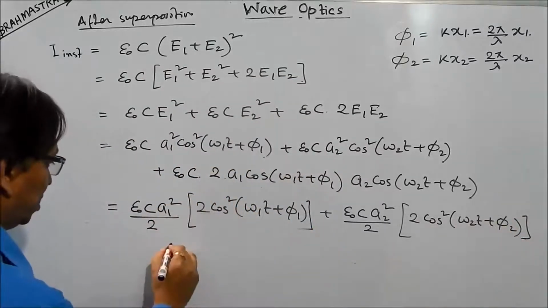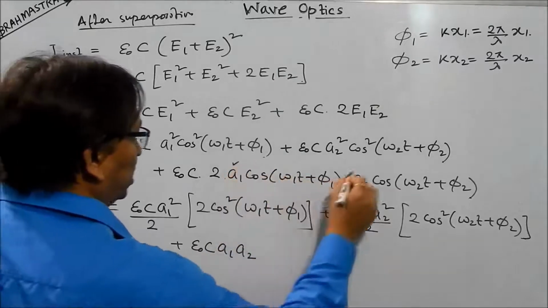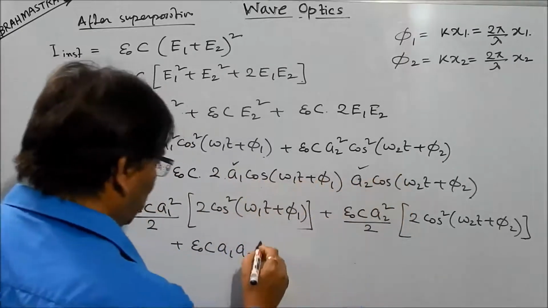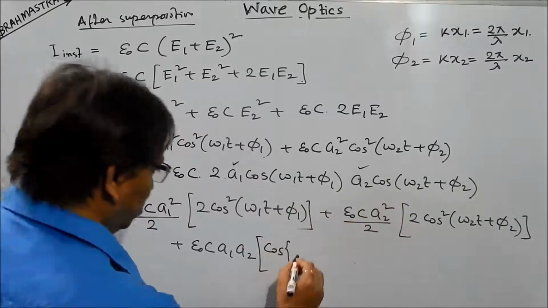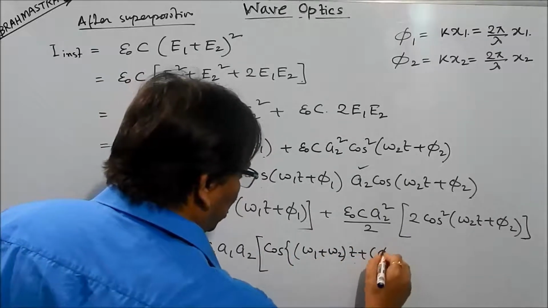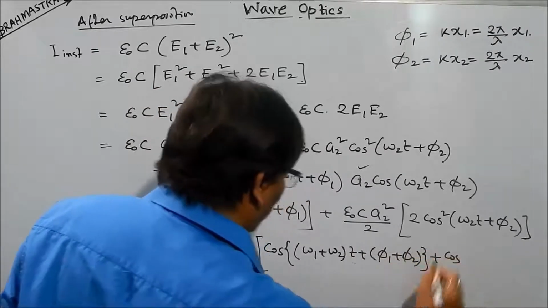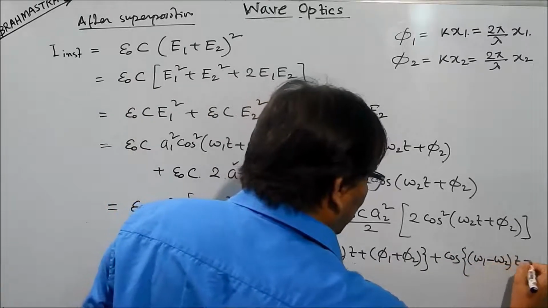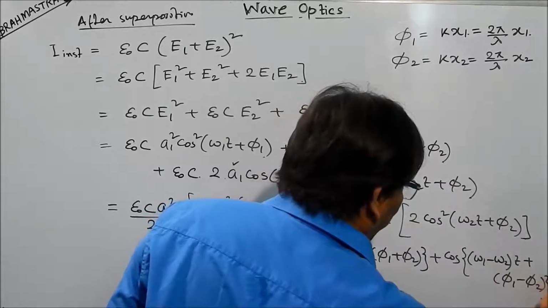And here a 2 is already present, so I have to take just epsilon naught C A1 A2 outside. This A1 and this A2 outside, and the rest of the part is 2 cos A cos B. The formula for 2 cos A cos B is cos (A plus B) plus cos (A minus B). So A plus B will be this plus this: cos of (omega 1 plus omega 2) into t plus (phi 1 plus phi 2), plus cos of (omega 1 minus omega 2) into t plus (phi 1 minus phi 2), bracket close.